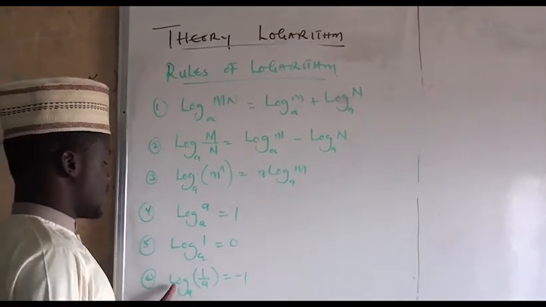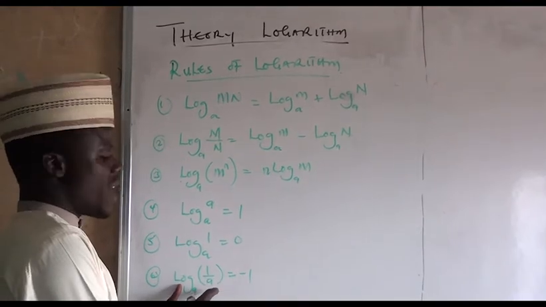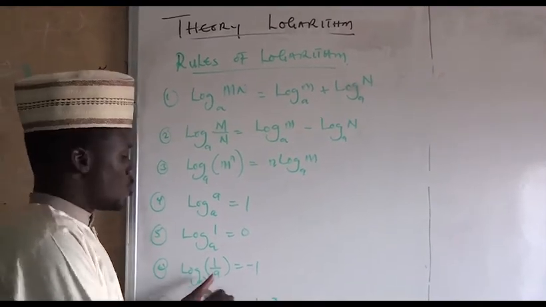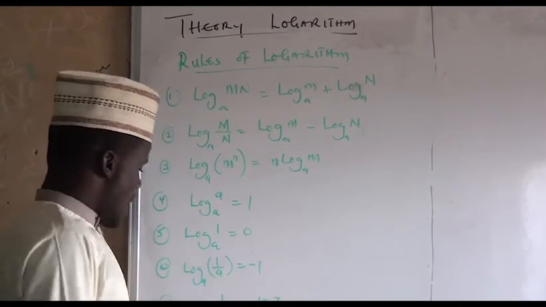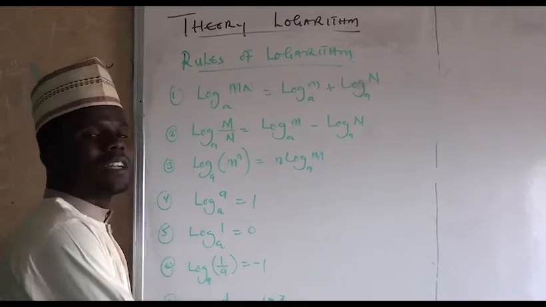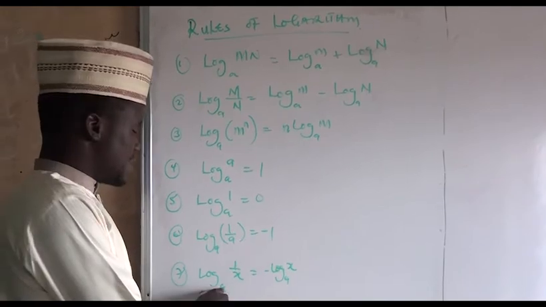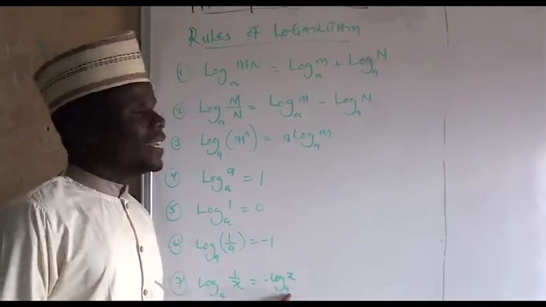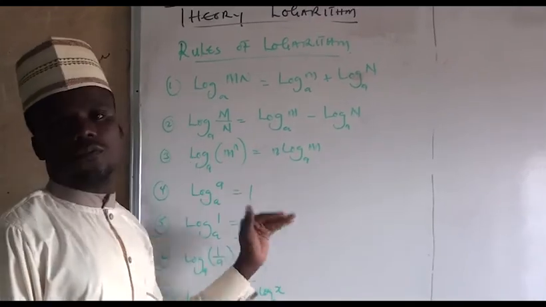Then we have number 6. When we have logarithm of 1 over a, that is the denominator being the same as the base, it is going to be minus 1. And here we have logarithm of 1 over a different number, base a, which is going to be minus log of this number base a. These are the 7 laws of logarithm.